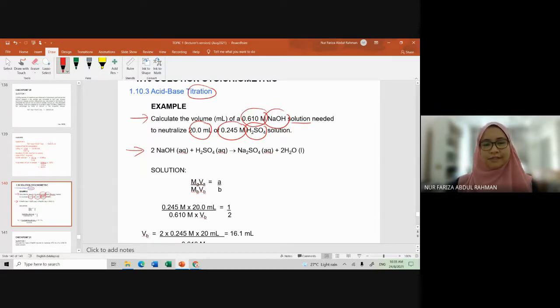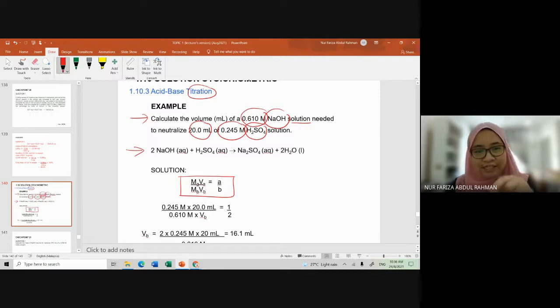For acid-base titration, we may use this formula: MAVA over MBVB is equal to A over B. A stands for acid, B stands for base. For acid-base titration, just use A and B as your alphabet for the formula. But for dilution, let's just stick to M1V1 is equal to M2V2. It's actually not the same.